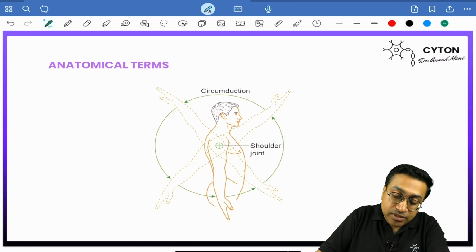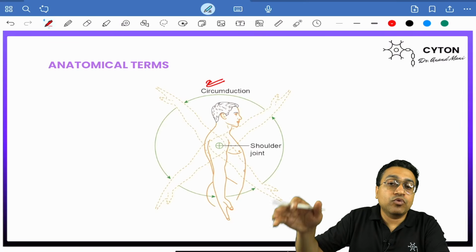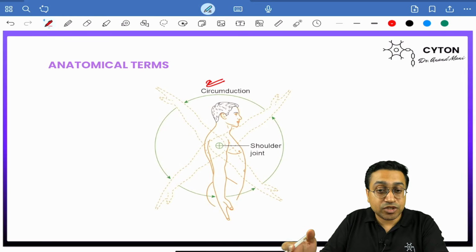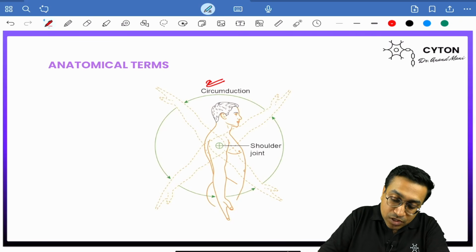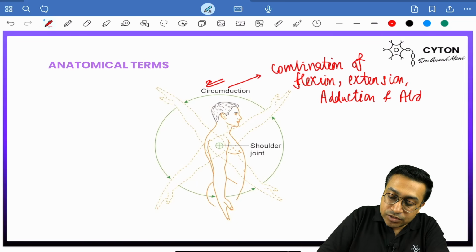Then you have a term that is known as circumduction. That is the most easy one. That is the circular cone shaped movement of the body part with the combination of flexion, extension, abduction, adduction. So you can write circumduction is combination of flexion, extension, adduction, and abduction.